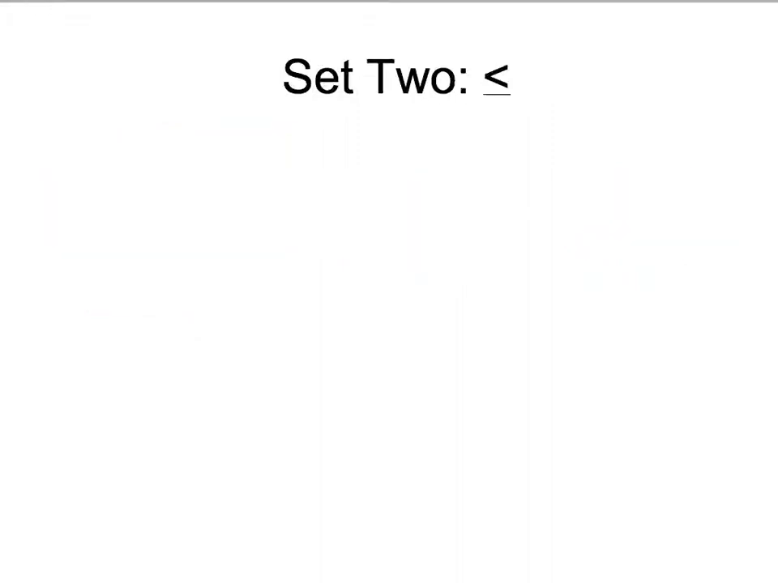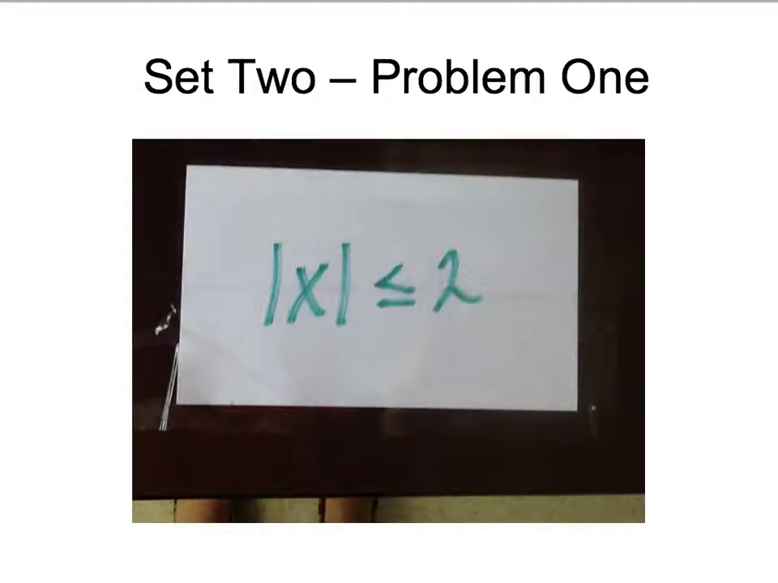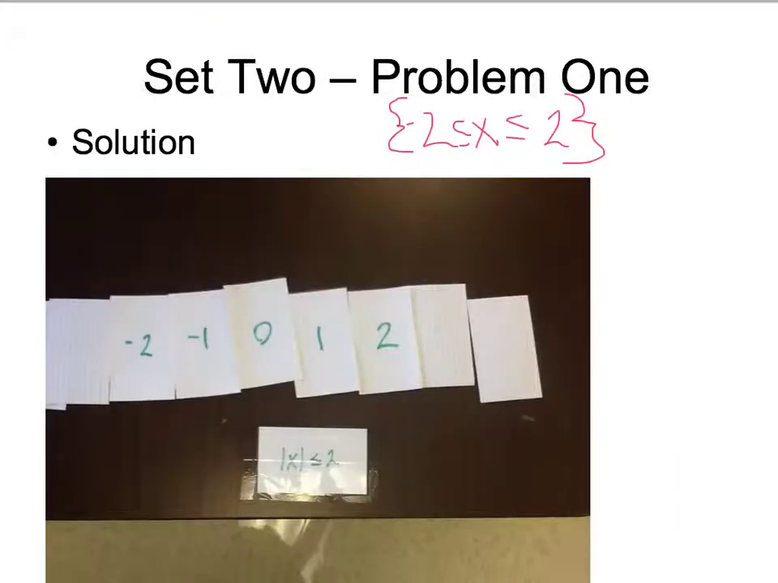Okay, so set 2, we talked about inequality absolute values that are less than or equal to. All three of these equations have the less than or equal to sign. So, first example was the absolute value of x is less than or equal to 2. So I need to find all the values of x that are smaller or equal to 2, including negative values, because when I take the absolute value of the negative values, that's going to give me a positive 2. So when we lined up our index cards, our solution became all of these values.